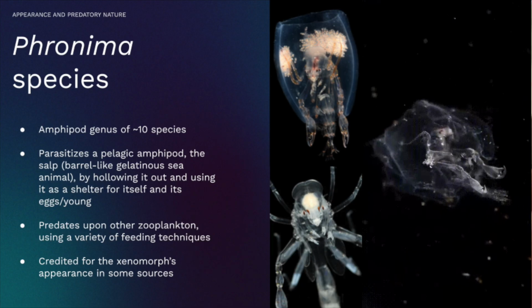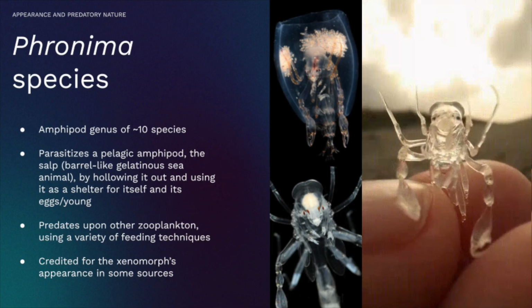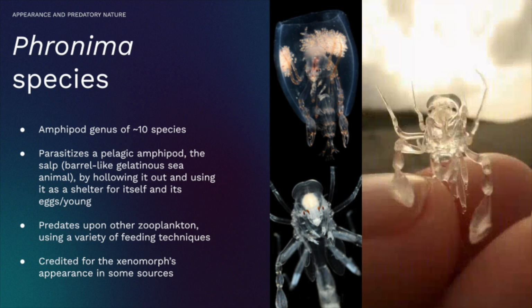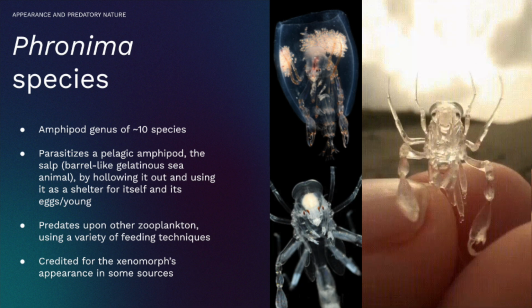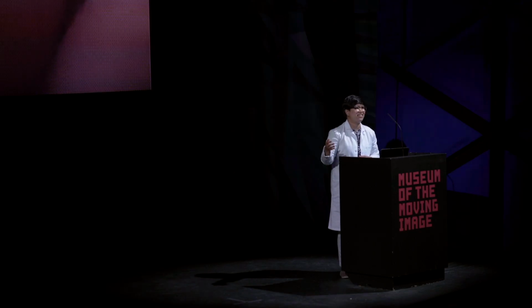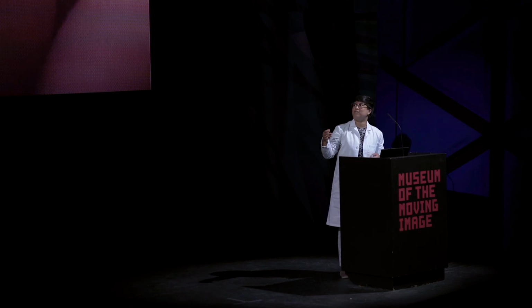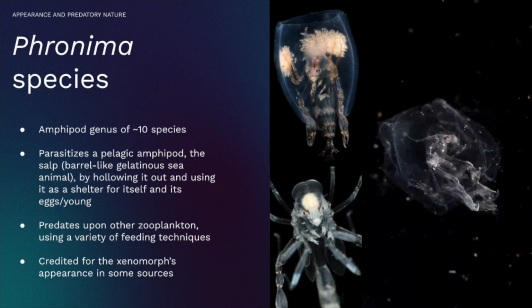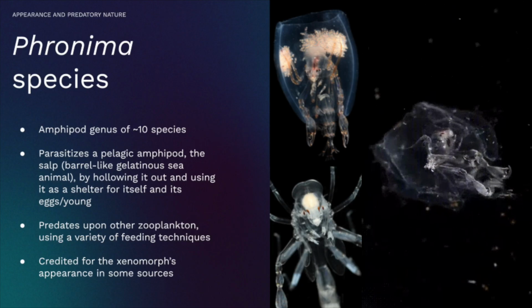They parasitize other plankton, which are called salps. They're this barrel-like sea creature that are see-through, and because of their behavior of hollowing them out, laying their eggs inside, both sexes actually do this, but they don't lay eggs necessarily, the males. They're called the pram bug or the barrel amphipod because they look like they're in a barrel.